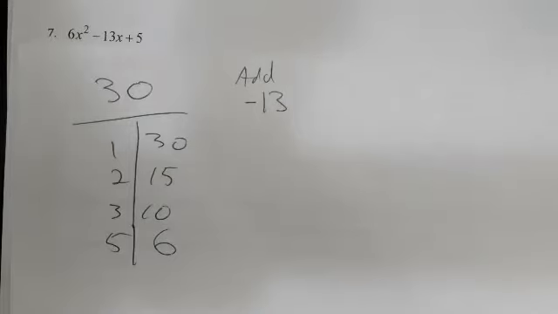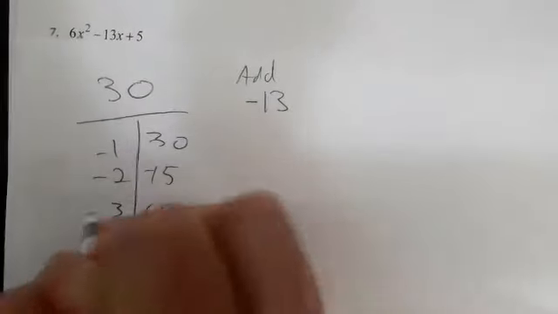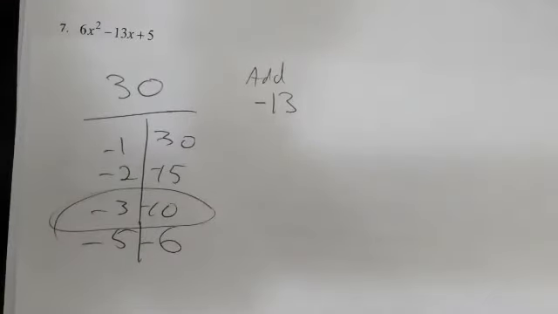So they're either both positive or they're both negative. If they're both positive, we're looking along here. This is going to be 31, 17, 13, 11. They're all going to be positive. We want it to be negative, so they both have to be negative. We're looking here at minus 3 and minus 10, which add to minus 13.